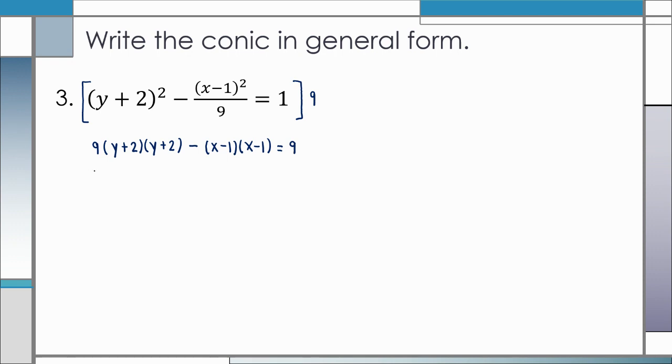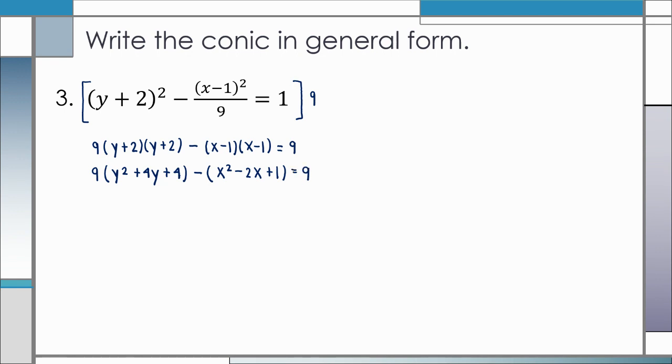All right, got lots of multiplying here. I'm going to multiply the first two binomials. y times y is y squared. We'll have y times 2, so that's 2y, but we'll have that twice, so that gives us 4y. 2 times 2 is 4. Minus, now in the next set of parentheses, x times x is x squared. x times negative 1 is negative x, but we'll have that twice, so we'll have a negative 2x. Negative 1 times negative 1 is positive 1.